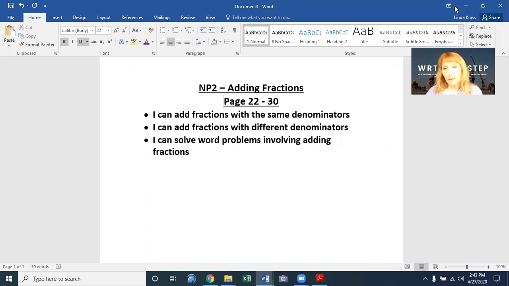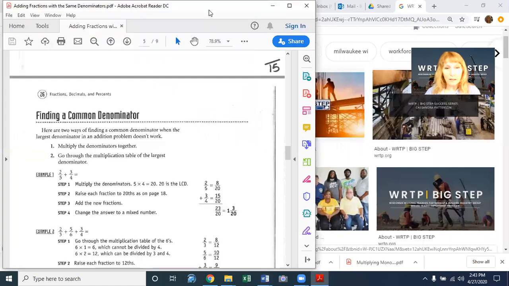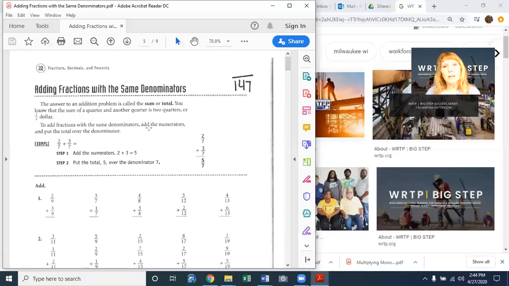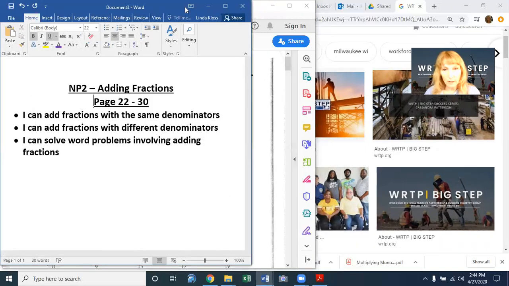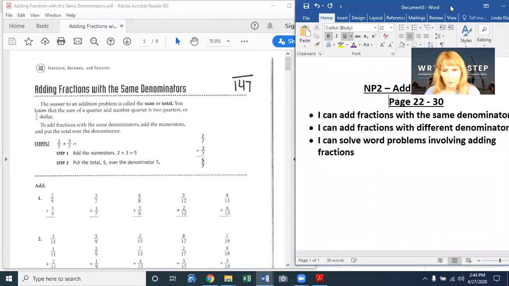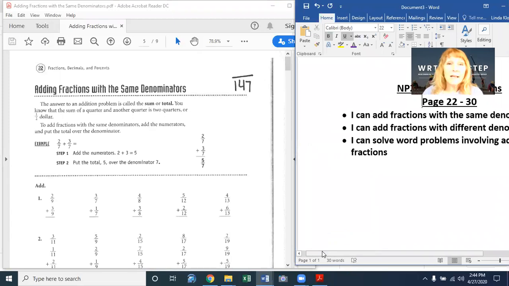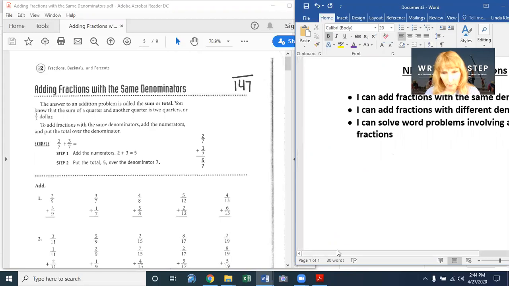So let's get started. If you have your packet, you can get that out. And I'm going to bring up on my screen what you have in your packet here. So this is the adding fractions packet, adding fractions with the same denominator. I'm going to work through some problems with you, and then you'll get to do some on your own and we'll see how you do. So let's begin here. I just want to make a little bit of white space here for us.